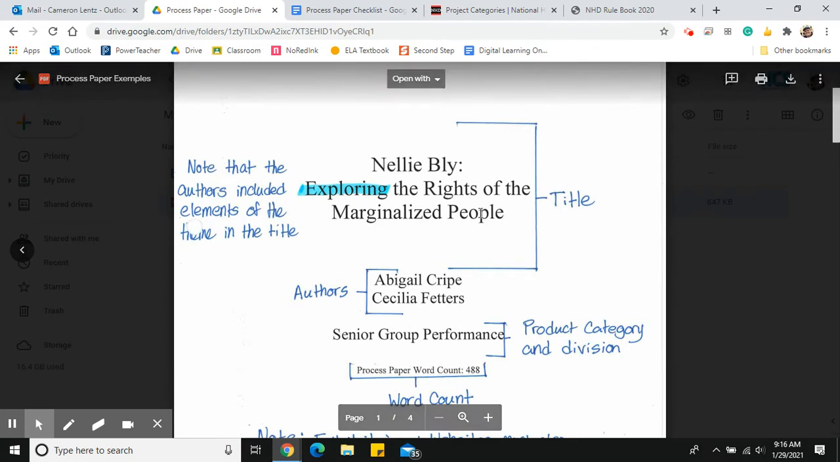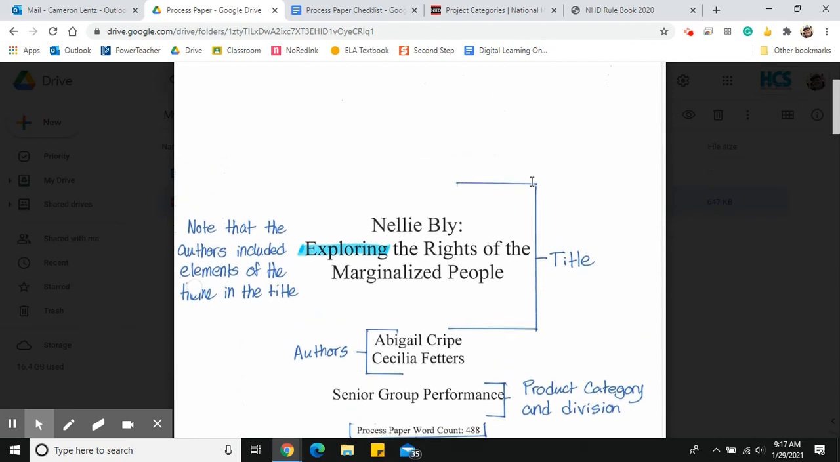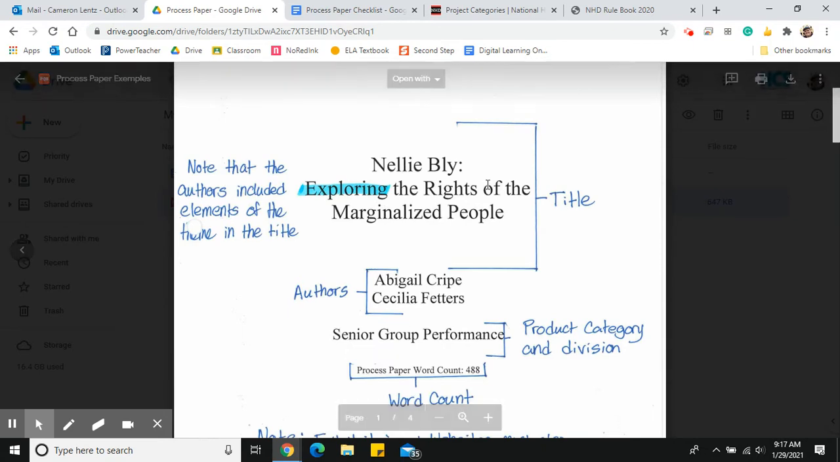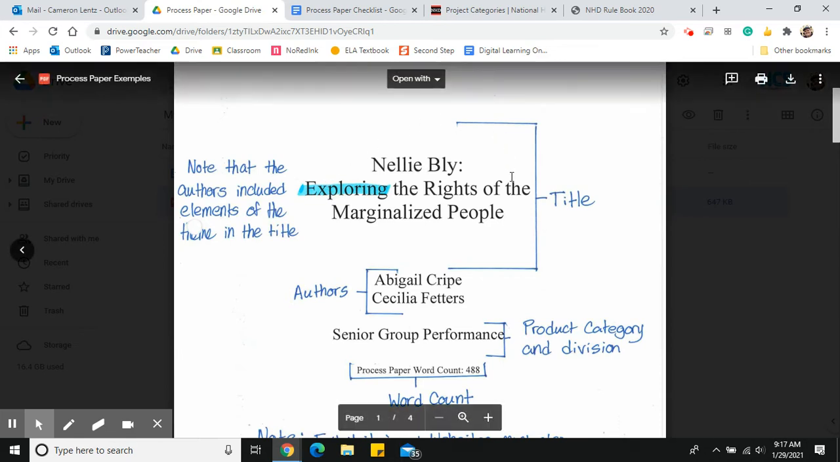And these two girls did their NHD topic on Nellie Bly, who was a female investigative reporter. She was a journalist, and she's famous for faking mental illness. So she'd be admitted into a mental institution. That way she could report back on the mistreatment and the malpractice going on there. So this is their title page. And you can see it's laid out in a very particular way. So they have the title, okay?